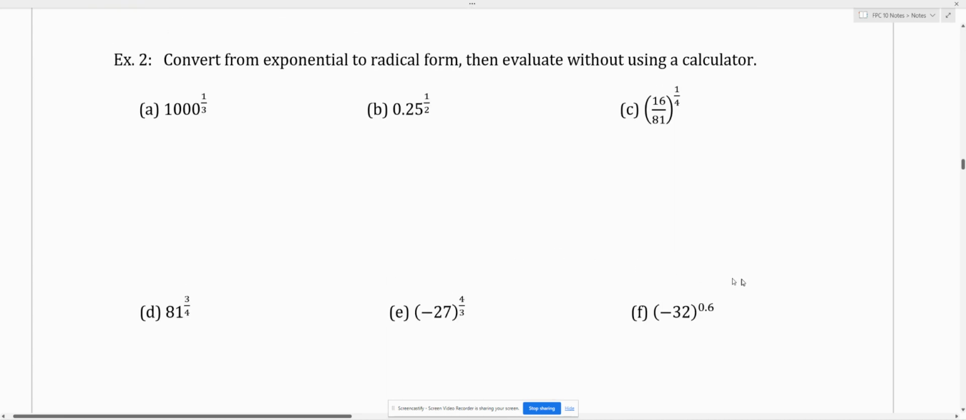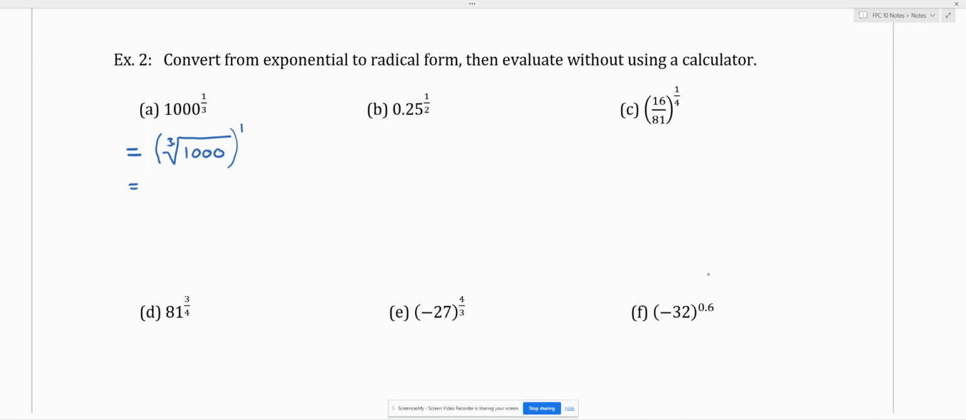We're going to just convert these from exponential to radical and then evaluate, but we're going to do it without a calculator. These look pretty technical, but they're not that hard at all. So again, we're just going to set this up in our favorite form. I'm going to write my radical, I'll put the 1000 inside, I'll put my index or my shoes at the door, which is a 3, and this is all being raised to the power of 1, which we know changes nothing. So we can actually ignore this 1 and get rid of it.